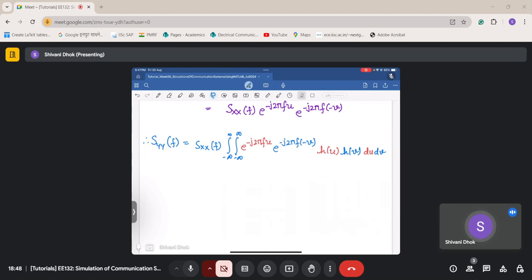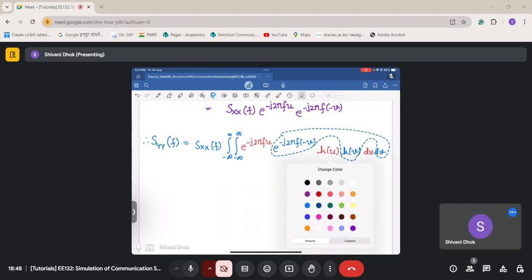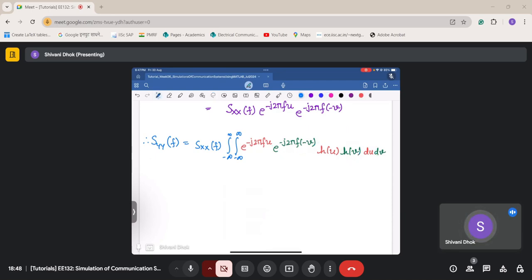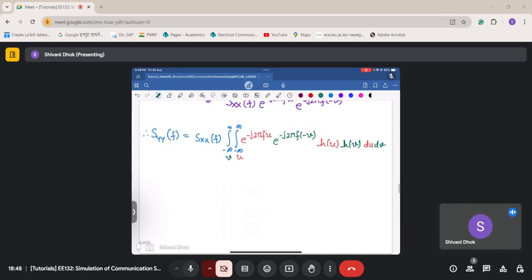These are not a function of v. And similarly, this particular thing, which I will be highlighting in green, is only a function of v. And this integral here is with respect to u and this thing is with respect to v. So whatever is a function of v, I can simply take outside this particular integral.